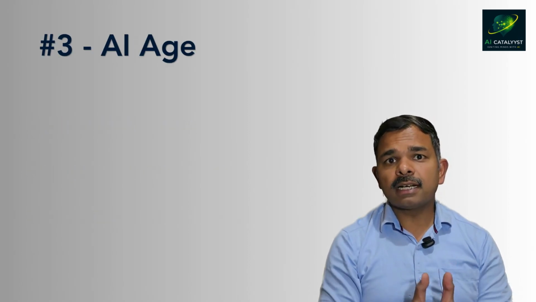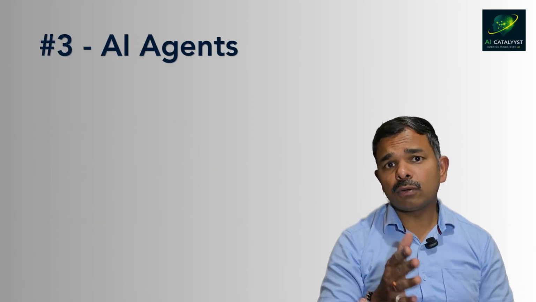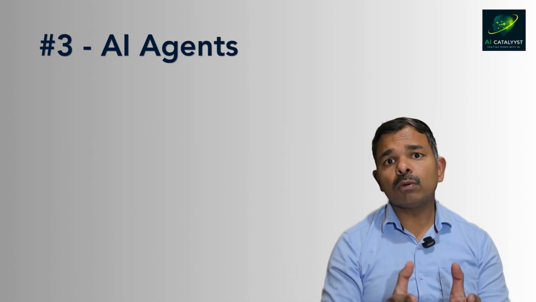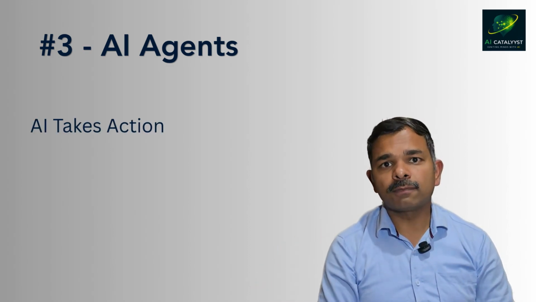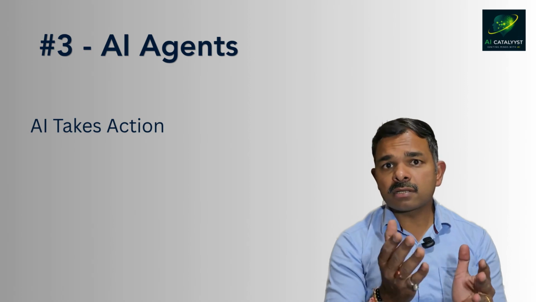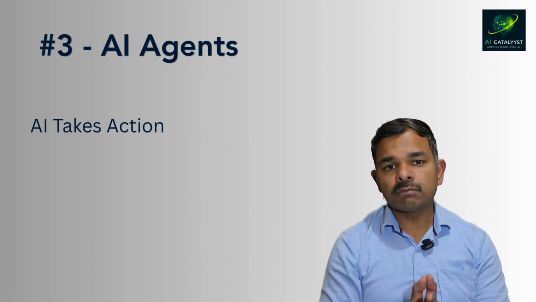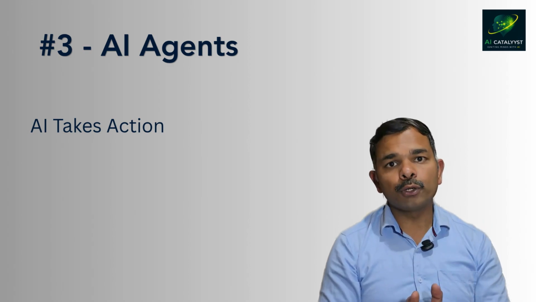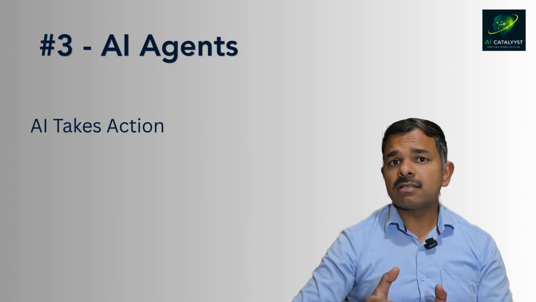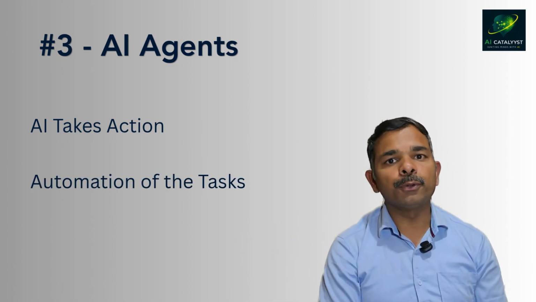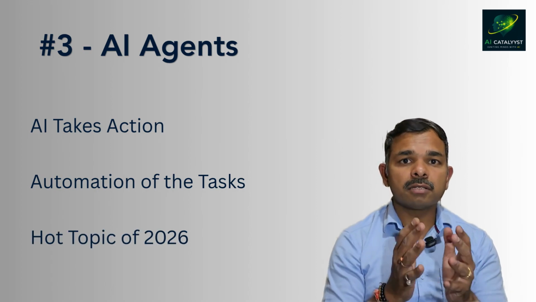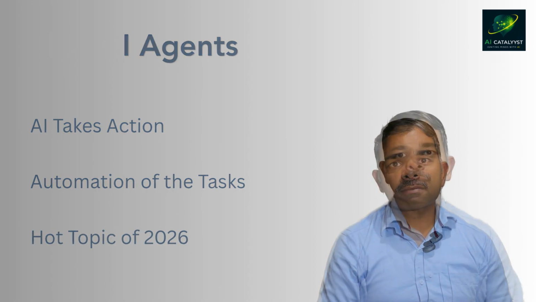Third is AI agents. In this architecture, AI not only answers your query, but it also takes action on your behalf. Like it will not just search the ticket for you, but it will also book the ticket for you. It can send an email on your behalf or can automate certain tasks for you. And this is the hot topic nowadays.